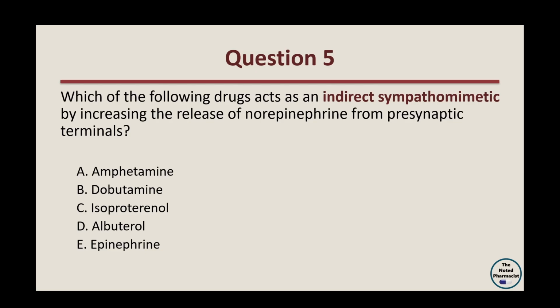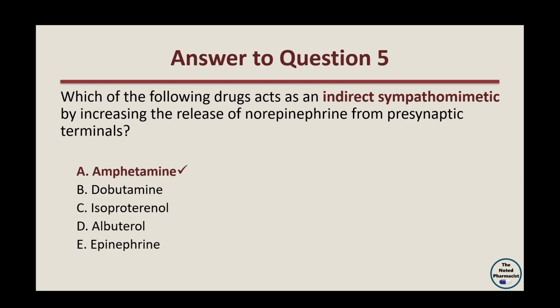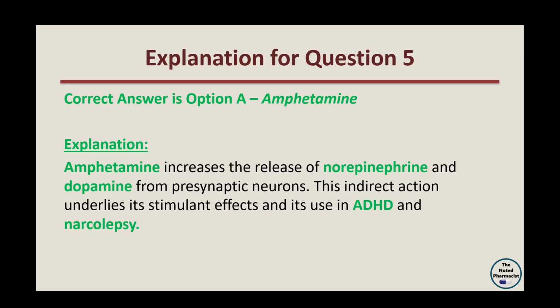The correct answer is option A, amphetamine. The explanation is as follows. Amphetamine increases the release of norepinephrine and dopamine from presynaptic neurons, enhancing adrenergic signaling. This indirect action underlies its use in disorders like ADHD and narcolepsy and contributes to its stimulant effects.